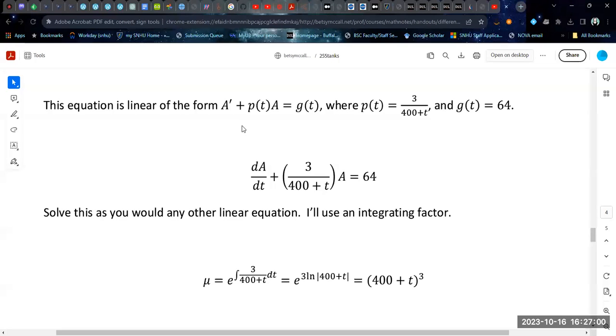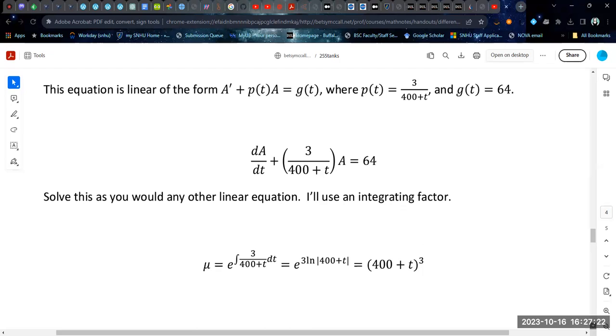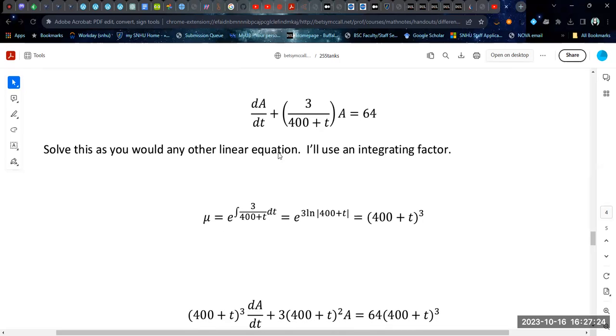Now, remember, for this, we're going to have to put the A terms all on one side. So dA/dt and the term that has A in it go on one side. And then this is like our g function, that's our forcing factor, whatever you want to call it. That goes by itself on the other side. We have to find our integrating factor, mu. Once it's in this standard form, we integrate the thing that's multiplying A.